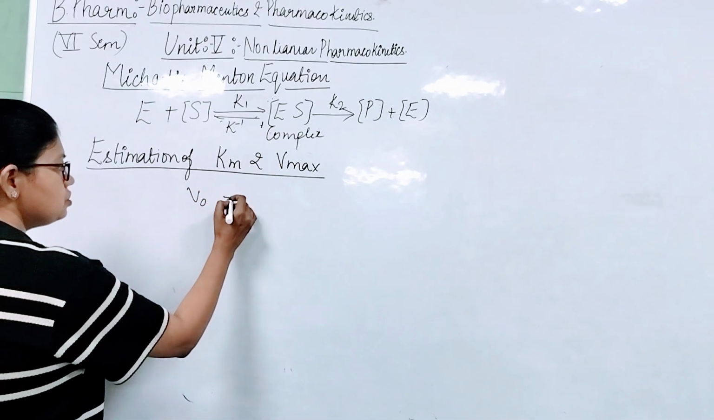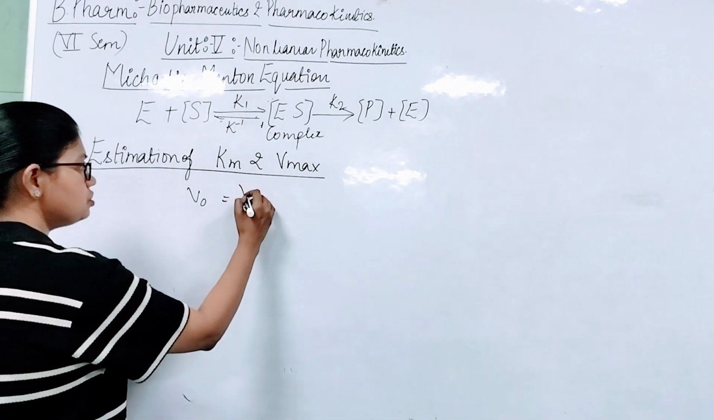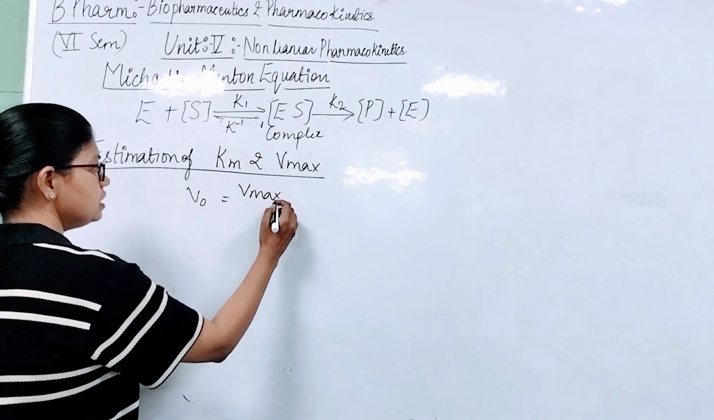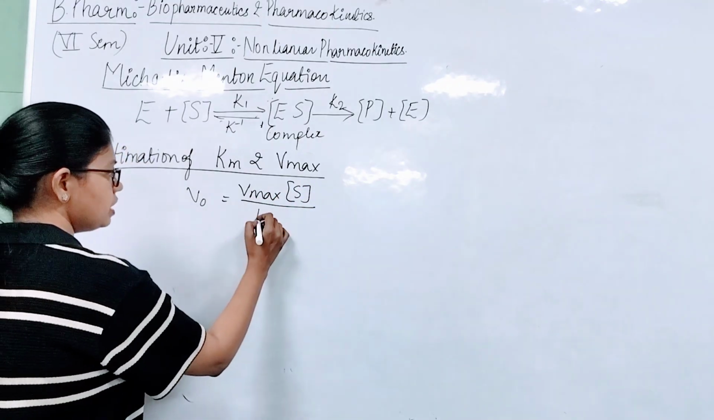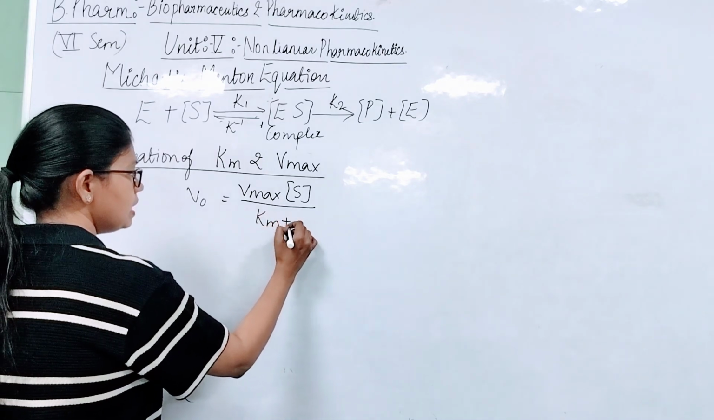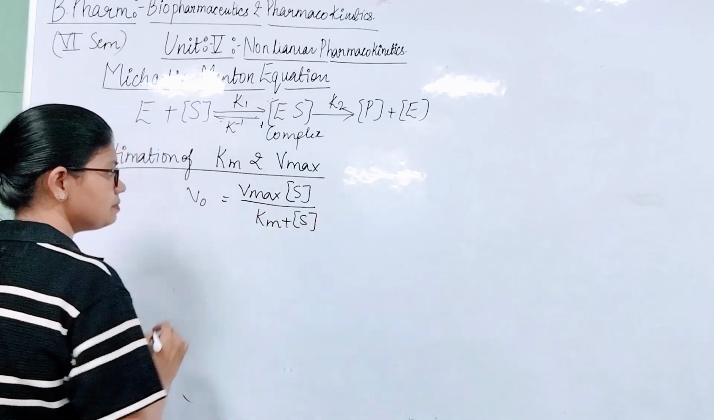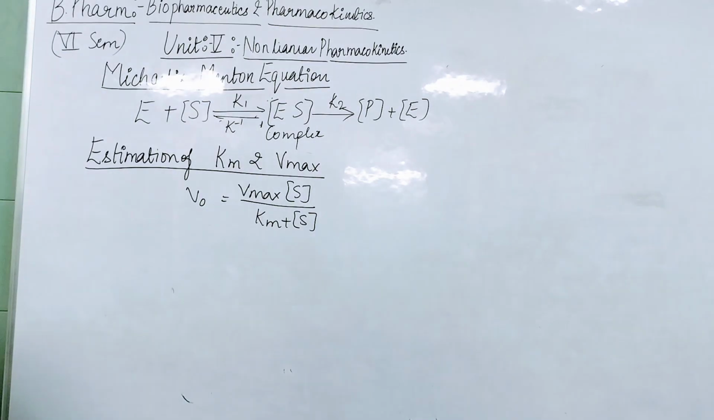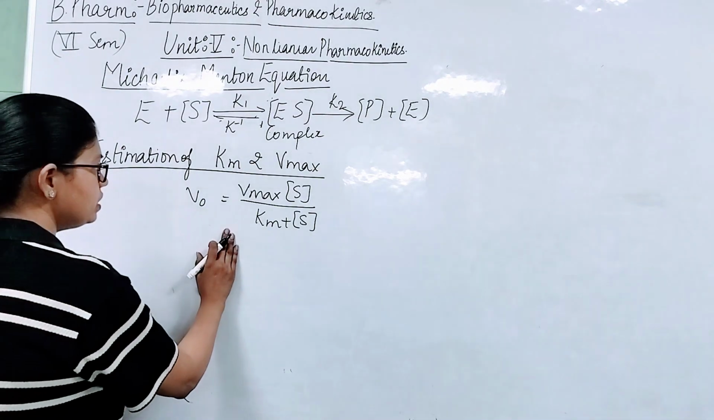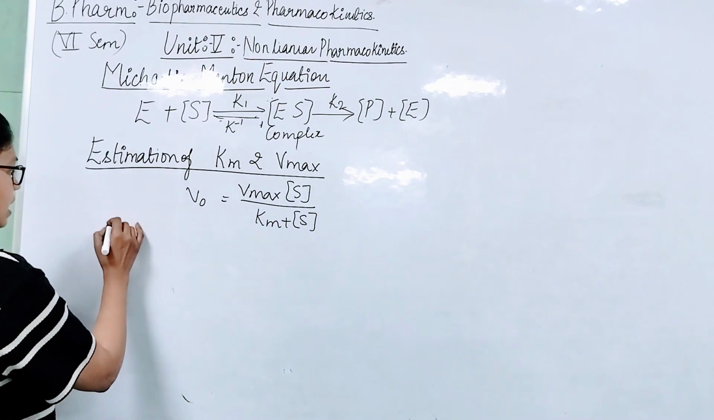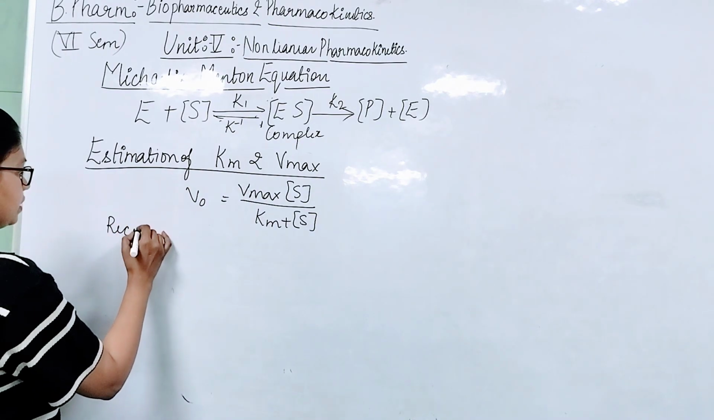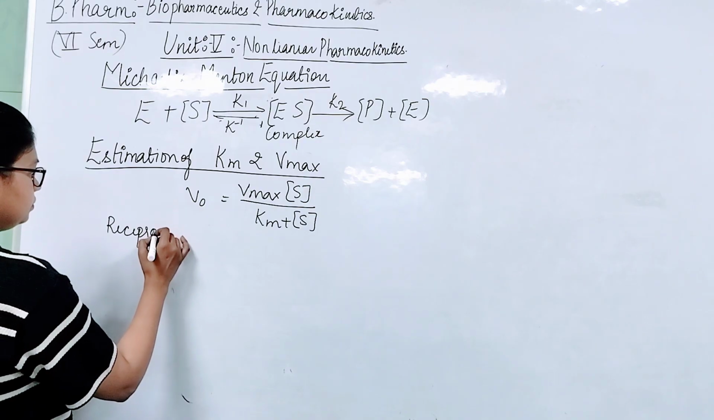V naught, meaning initial velocity, is equal to maximum velocity times substrate concentration, over Km plus S. This is the Michaelis-Menten equation. So from this equation we calculate the Km and Vmax. How? By reciprocating the equation.